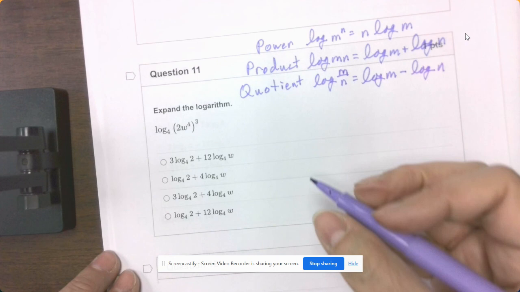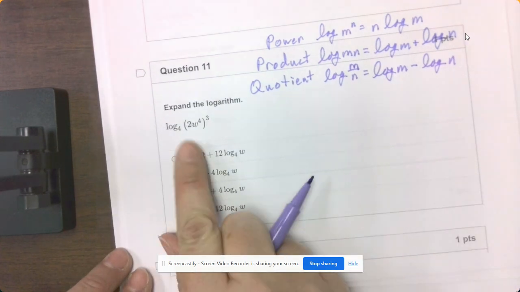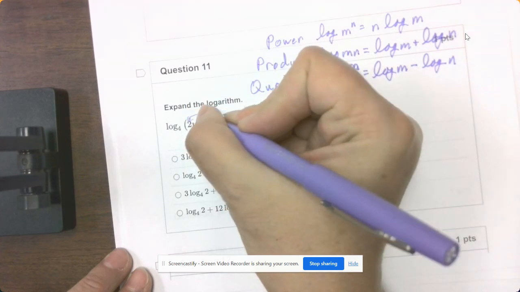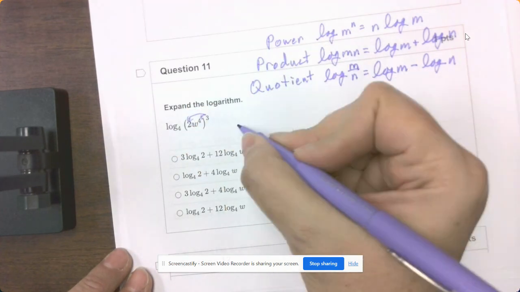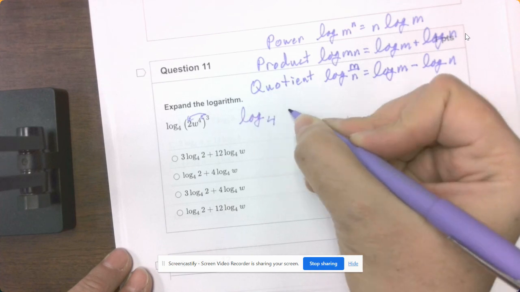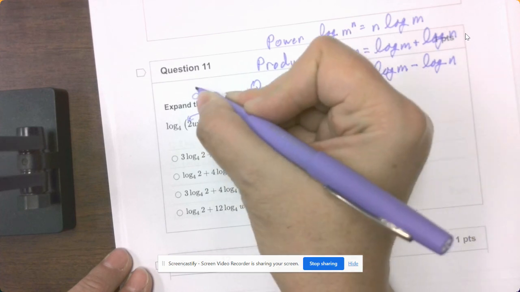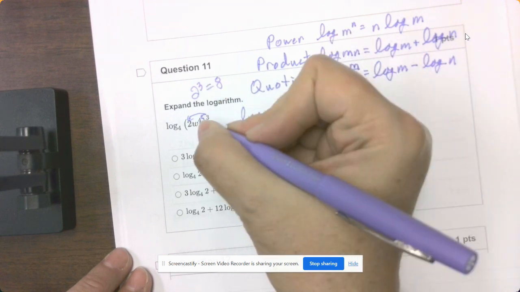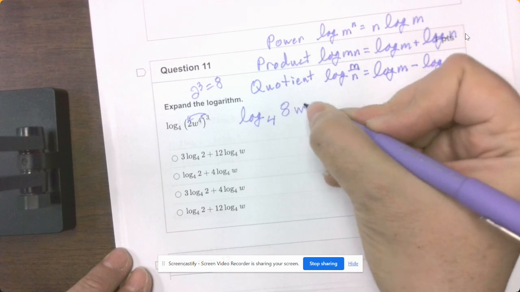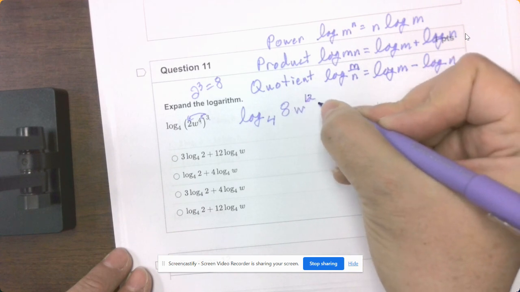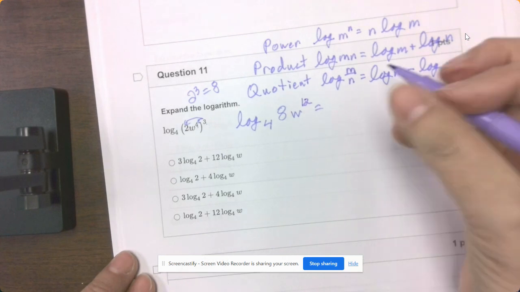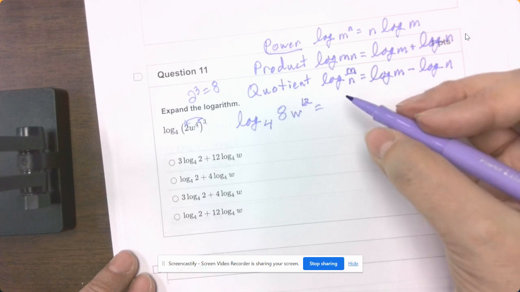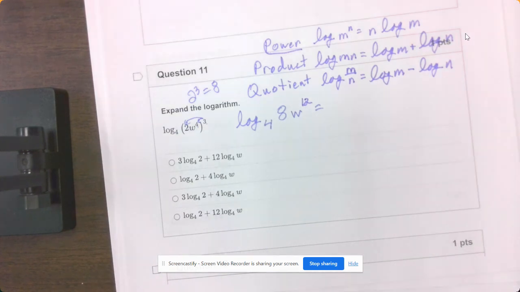Okay, so this one, I actually look at this and I go, oh, I'm actually going to distribute that 3 first using our power of a power, just because it's going to make it easier. So then we have 2 cubed, everybody. It's going to be 8. 4 times 3, everybody, is going to give me 12. All right, now I can rewrite this one. So I'm first going to use the power one. Actually, I guess, yeah. So we're going to use power and product. So we're going to use both of those.